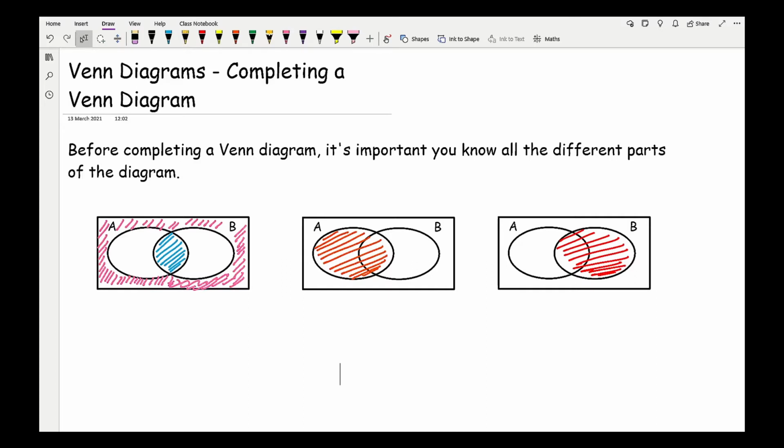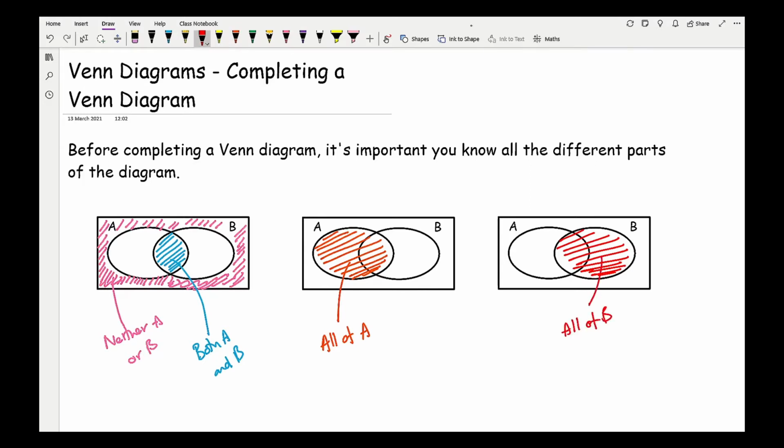Now this shading is not done in a particular order, it's more for diagram purposes. So this pink area to start off with is the area that is neither A or B, and this blue area are the bits that are both A and B. Now this orange area is all of A, and this red area is all of B.